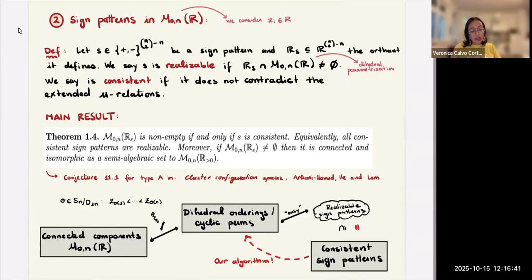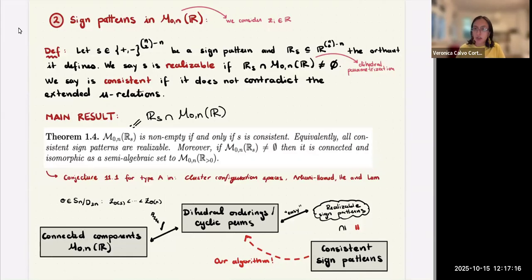Okay. And what is our main result? Well, our main result is that, and this I didn't write, so this is just by definition, it's going to be the intersection of the orthant with M0 and R. So this intersection is non-empty if and only if the sign pattern is consistent. Or equivalently, all consistent sign patterns are also realizable.